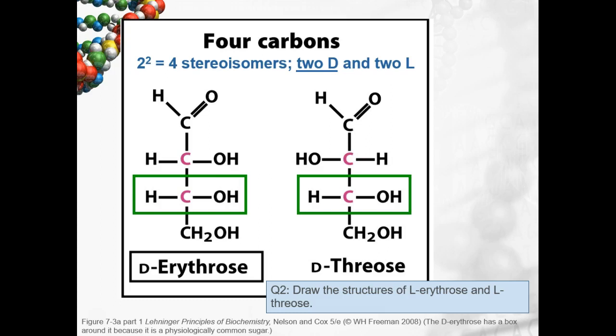So now what you should do is go to your problem set that I gave you, and draw the structures of L-erythrose and L-threose. So what you should do is pause the presentation and draw these structures, and then come back and I will give you the answer.